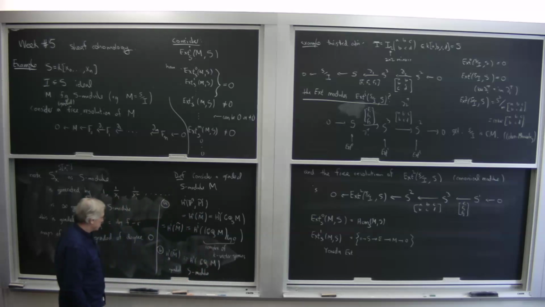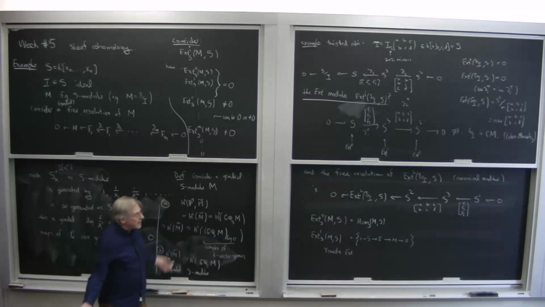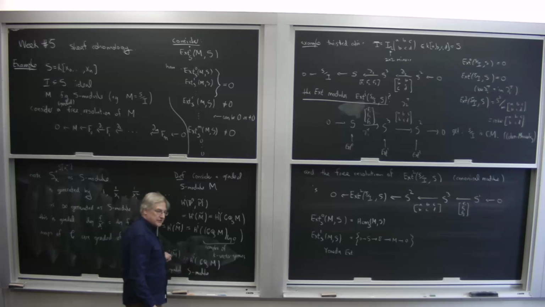Okay. So does this make sense? So here I'm not doing it, I'm just replacing those with M's. I get a bunch of modules. I take kernel mod image, and that gives me the ith cohomology.